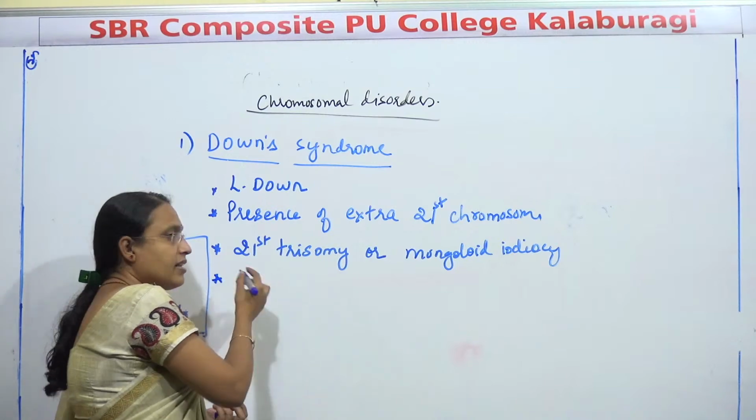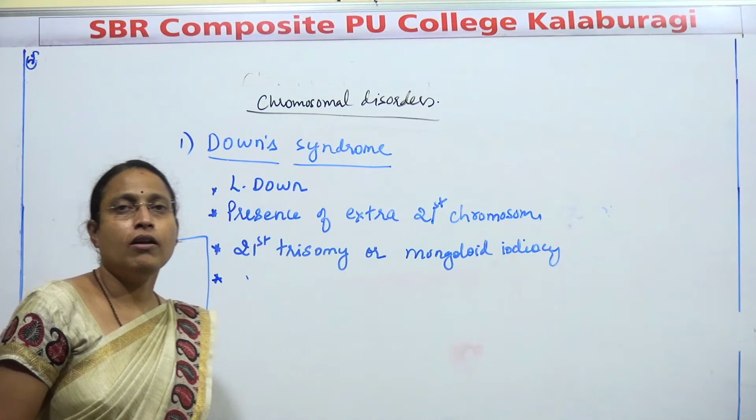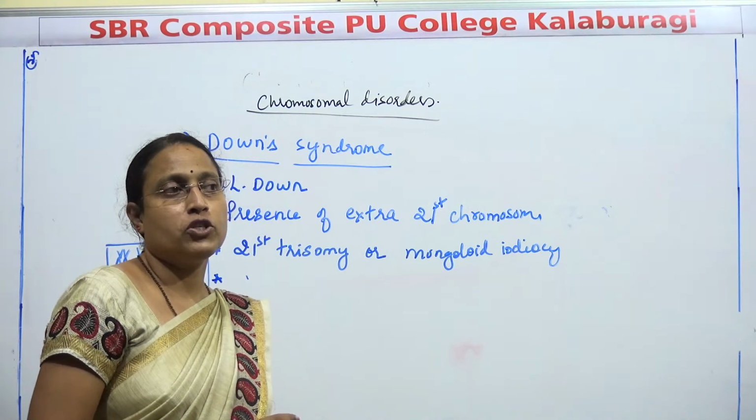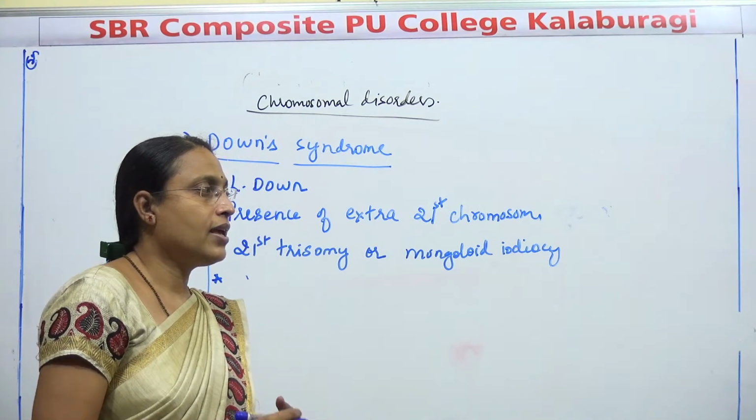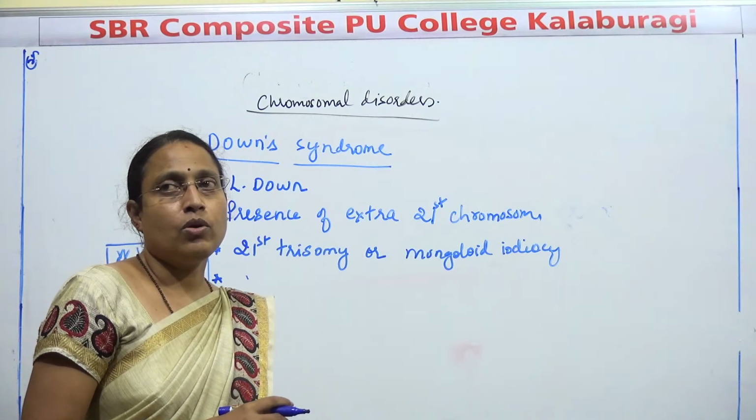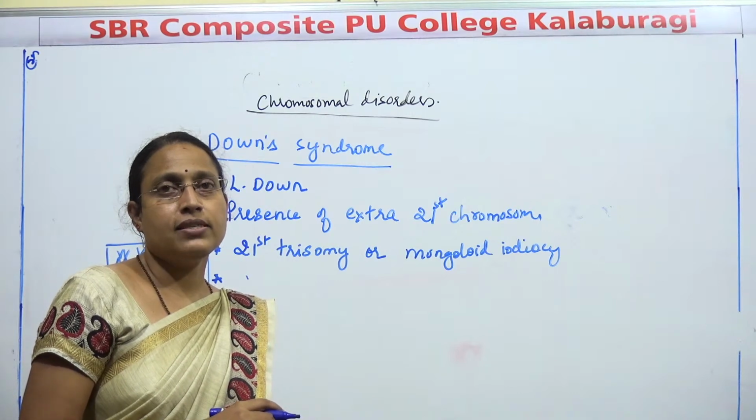The reason I have already given: aneuploidy or non-disjunction of chromosomes. The majority of chromosomal disorders are due to non-disjunction of chromosomes as well as aneuploidy.